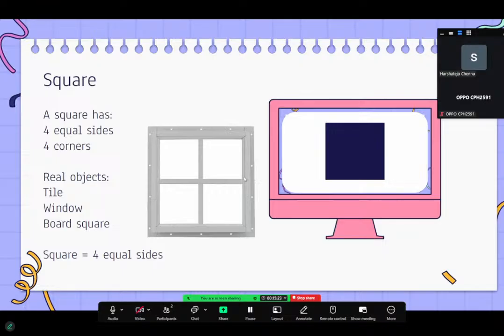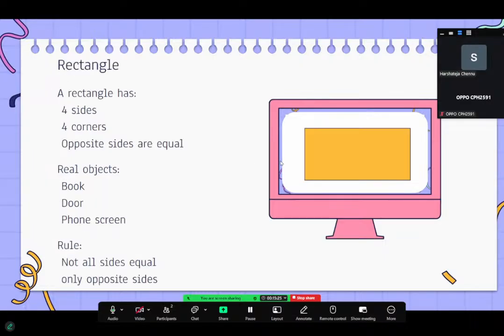So the next one is a rectangle. This is similar to a square. It has 4 sides and 4 corners, but only the opposite sides are equal. So not all 4 sides are equal. Only the top and bottom are equal, and the right and left are equal. So real objects are like books, doors, phone screens, things like that.